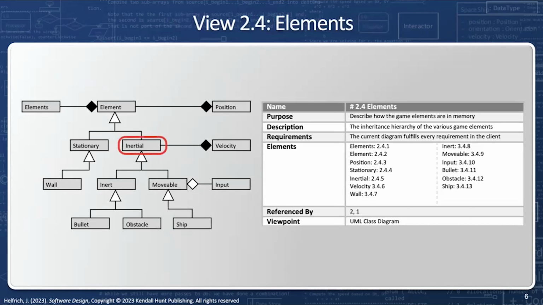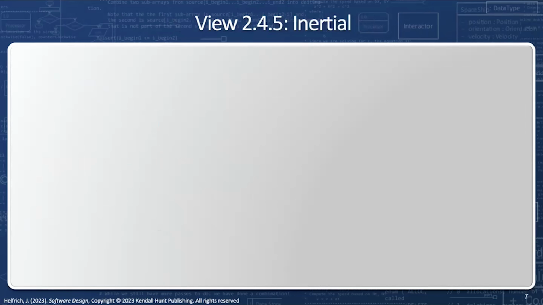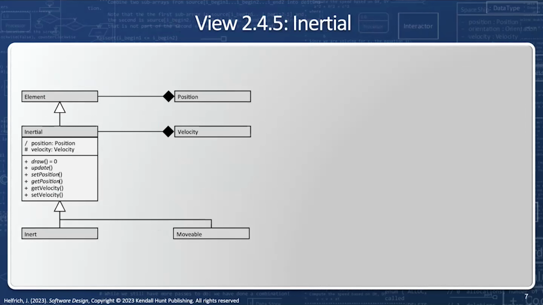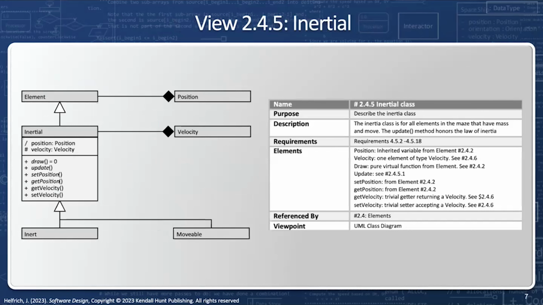And in this class diagram, we're going to focus in on the inertial object and in the elements, that's inertia, and this is 2.4.5. Now, since this is an individual class and I know nothing about it, I'm hoping this subview will also be a class diagram, and it's going to show me the member variables and the attributes of 2.5. And so here's my inertial, and here's my table. It's also a class diagram. And notice reference by 2.4, so that's my parent view.